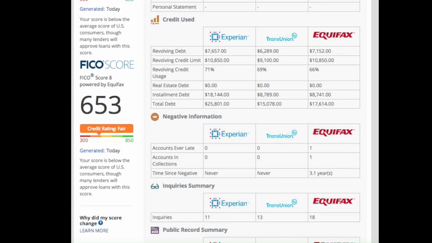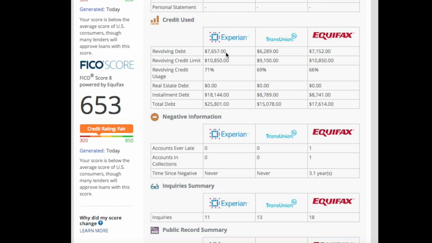This is an example of what you will see on the emails that you're getting when I finish pulling the results for your clients. The most important areas to focus on are down here. It says revolving debt, then we have revolving credit limits, then we have revolving credit usage. These are the 3 most important things to focus on in this area. The revolving debt is how much debt you're holding on that credit card. So you have a $7,657 balance on a $10,850 limit. In this case, it's a 71% debt to limit ratio.